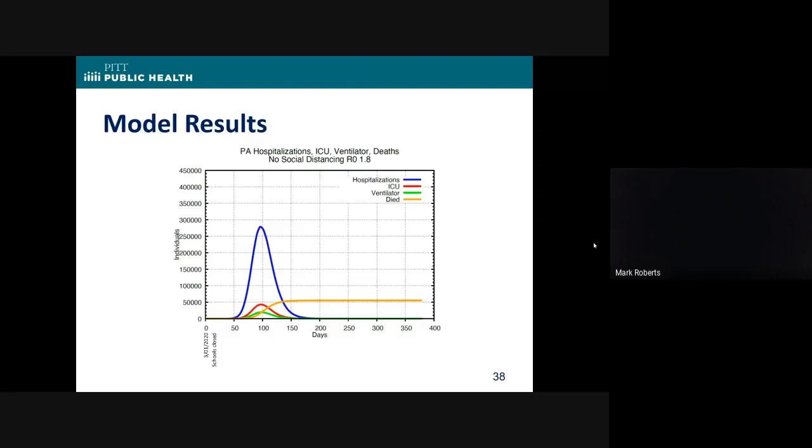This is a terrifying picture. This is what would happen in the state of Pennsylvania in terms of hospitalizations, ICUs, ventilators, and deaths if we didn't do anything, if we didn't do any social distancing, and just allowed the epidemic to run its course. Our estimates are you'd have a little over 250,000 hospitalizations with as many as 50,000 deaths if you just let the disease take place.